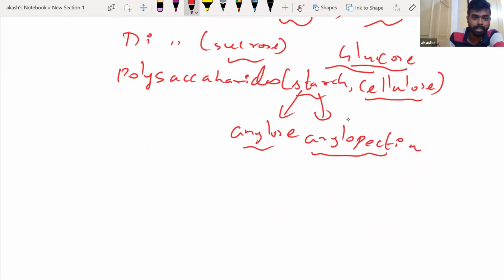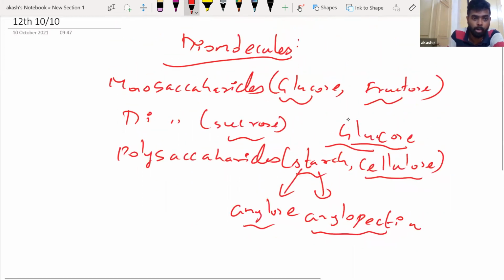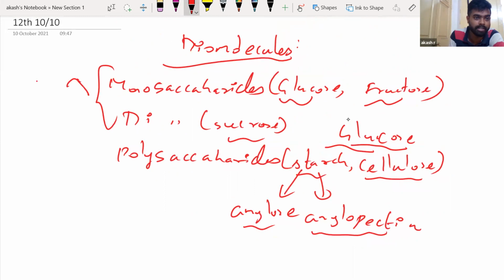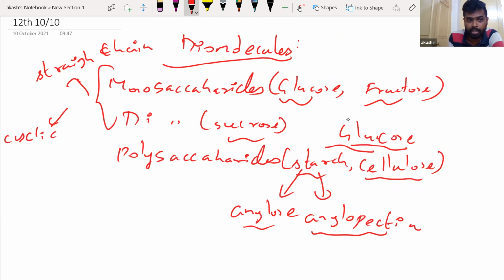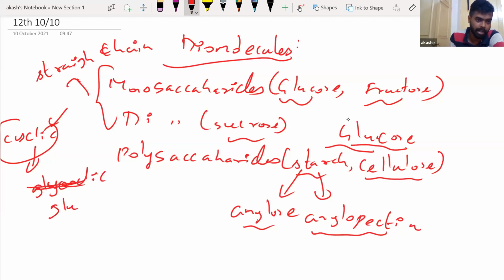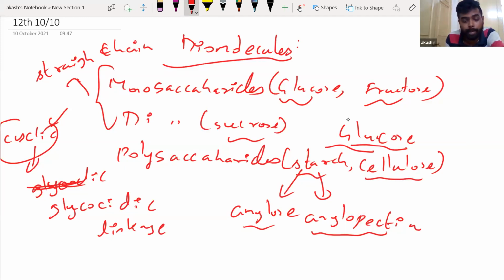And after that, obviously, for the mono and disaccharide, you have to know two structures. One is the straight chain structure, right? And the other one is your cyclic structure. Both the structures you should know. Okay, the straight chain structure, cyclic structure. Again, in cyclic structure, the glycosidic linkage or glycosidic bond, you should know, right? How the glycosidic bond is formed, between which two carbon atoms of glucose and fructose it is getting formed, right?